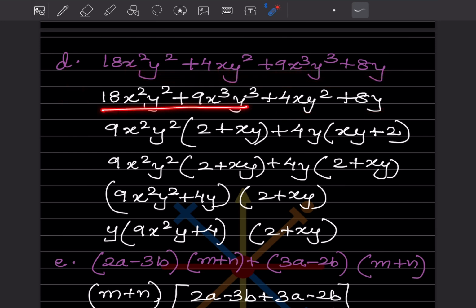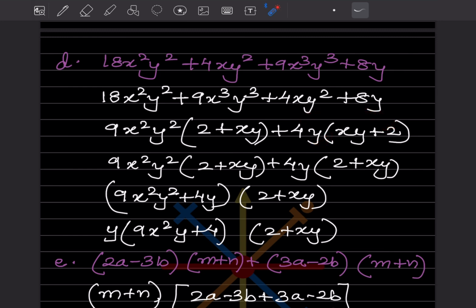After doing that step, what we can see here is that the common is 9x square y square. So here is 18x square y square, so 9 into 2 is 18, and x square y square is already here. Here is 9x cube y cube, 9 is already here, and x square is already taken, so this will be x cube and this will be y cube. Now this plus sign stays as it is. From this one the common is going to be 4y, so this is xy square. So 4xy square plus this is 8y, so this is going to be 4 into 2 is 8, and this is going to be y, 8y.